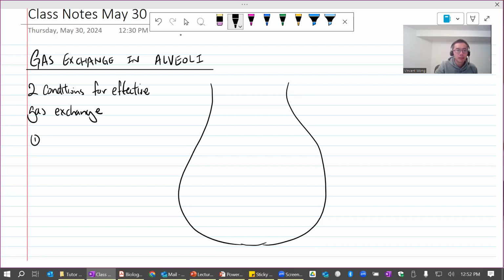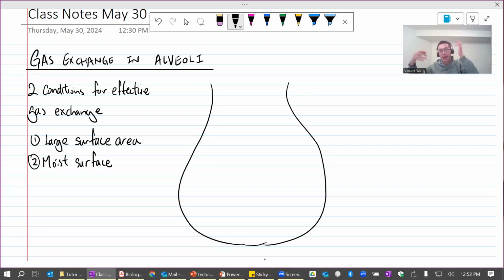Number one, large surface area. The alveoli are spherical in shape. They're little circles. A circle is the best shape to have the largest surface area while having the smallest volume. You want to pack as much area in the lungs as possible without taking up too much space. So large surface area, that's good. Already satisfies the condition. Number two, you have to have a moist surface.